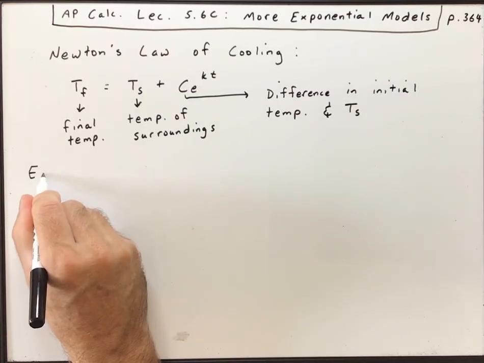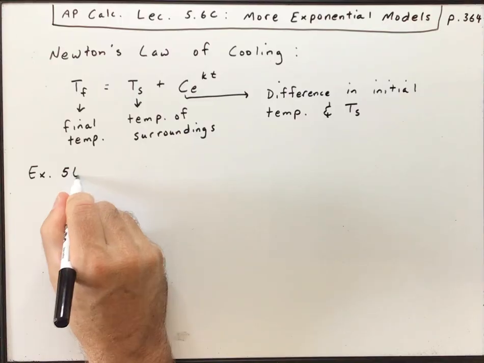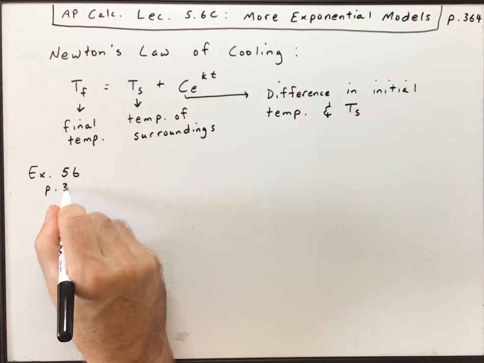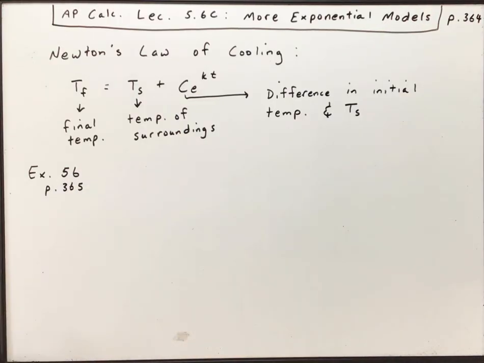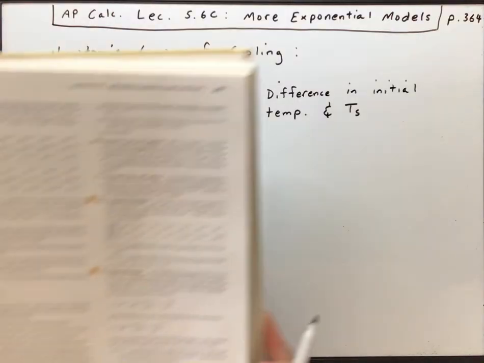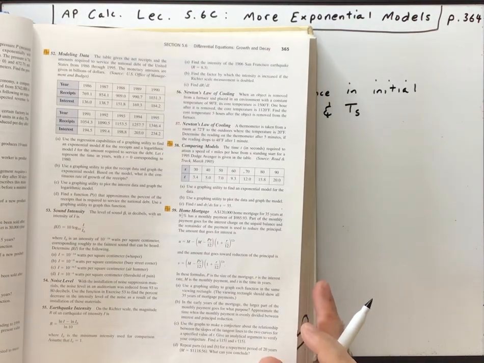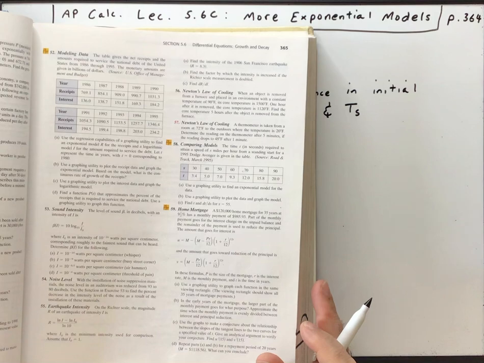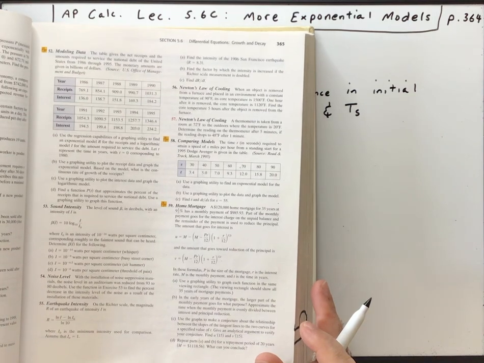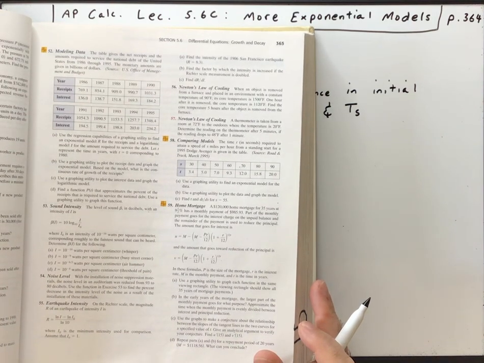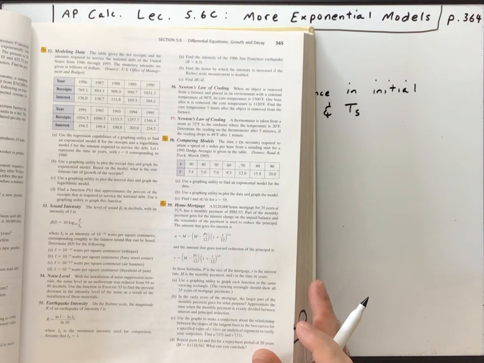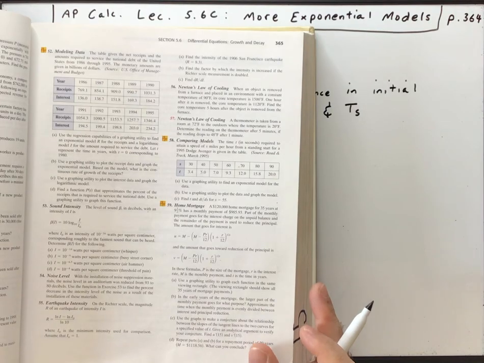That's going to be number 56 on page 365. So 56 says, when an object is removed from a furnace and placed in an environment with a constant temperature of 90 degrees Fahrenheit, its core temperature is 1500 degrees Fahrenheit. 1 hour after it was removed, the core temperature is 1120 Fahrenheit. Find the core temperature 5 hours after the object is removed from the furnace.